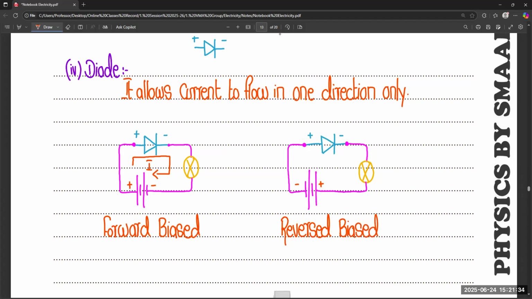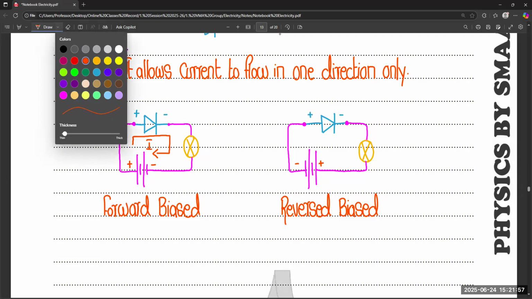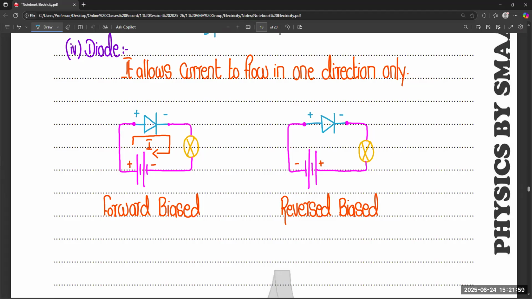Second, we have reverse bias. Because positive is not connected with positive, it will not allow the current to flow from positive to negative direction. Because when it starts to flow, there will be a negative terminal of the diode and it will not allow the current to flow from the opposite side. So that's why it allows current only in one direction. So that's why we have to connect positive with the positive terminal and negative with the negative terminal.